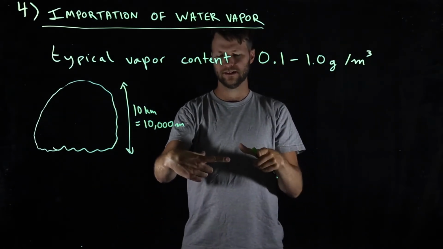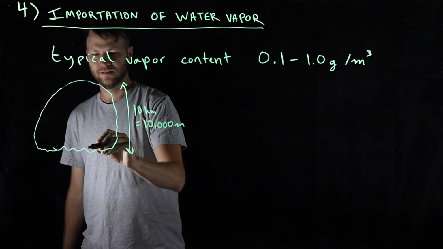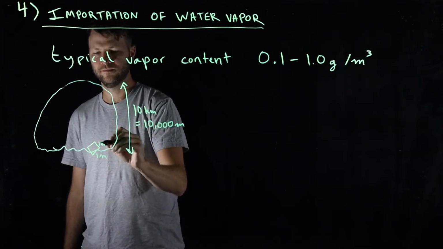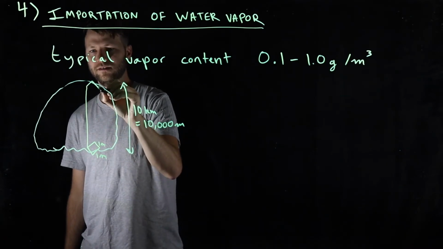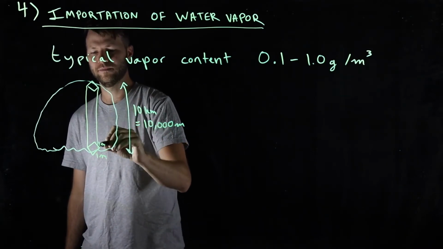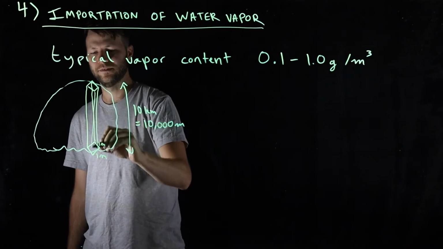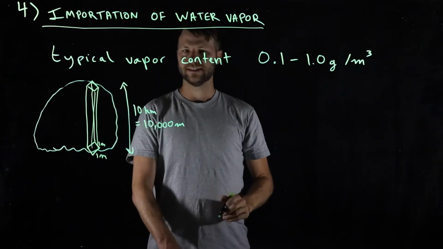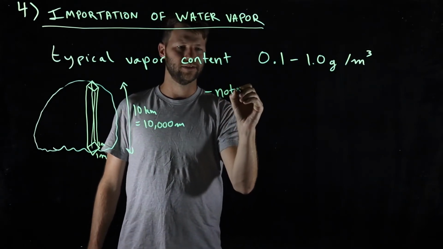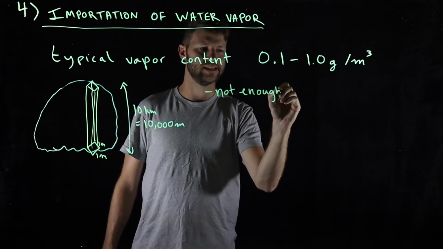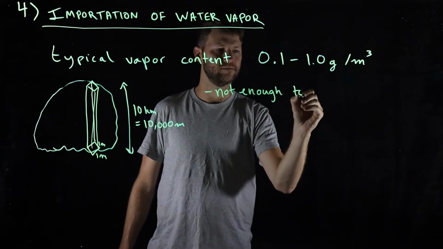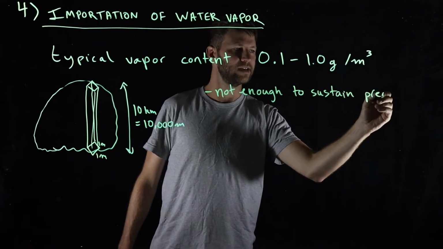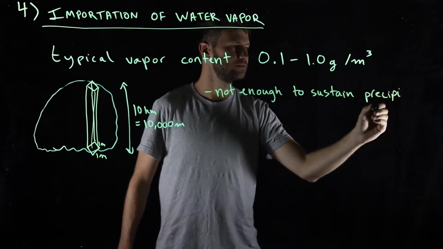And let's consider a column of this that's 1 meter on a side. And just think about how much water could there possibly be in this column of air. And the answer is that it's not enough to actually sustain heavy precipitation. And let's do some calculations to see why that is.